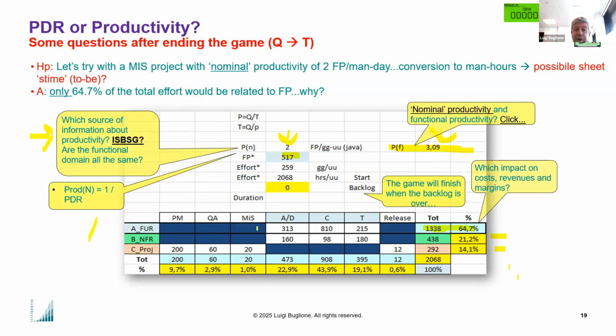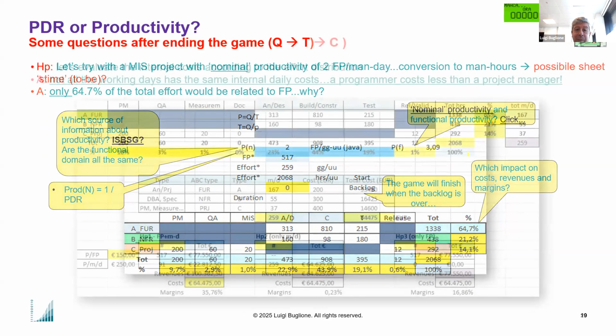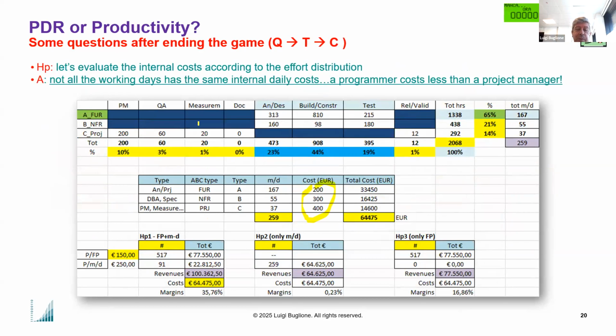Please specify if you are considering productivity or PDR for your estimation, and eventually which kind of productivity or PDR: nominal, functional, non-functional, which one. It's also important in terms of cost, revenue, and margins analysis to understand if people working on the A, the B, or C requirements have the same costs or not.